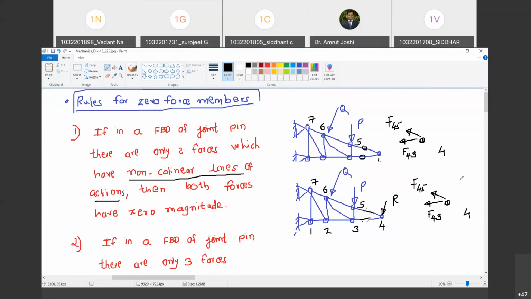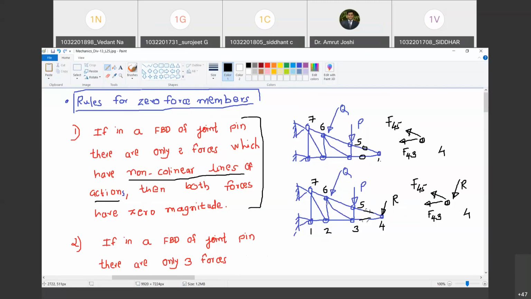Now, does it satisfy the first condition? No, because now there are more than two forces. Are you with me? Yes, sir. So many times in books the description of the first rule is also like this: if at a joint there are only two members meeting and there is no external force, it means the same. So this statement is more technically correct. So you are going to find zero force members using this statement.